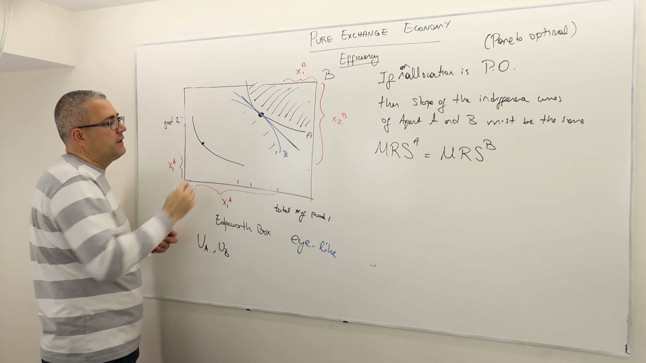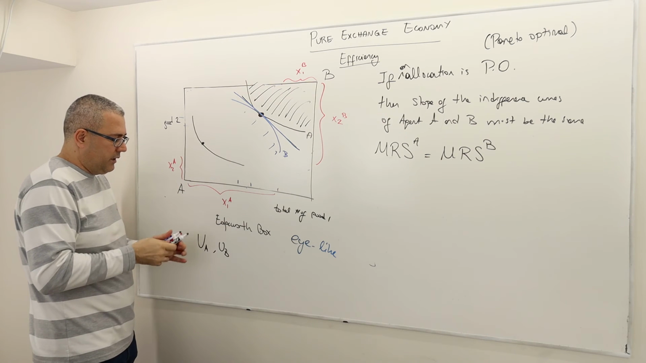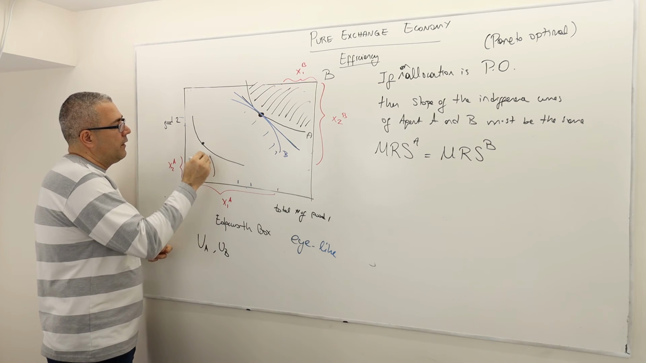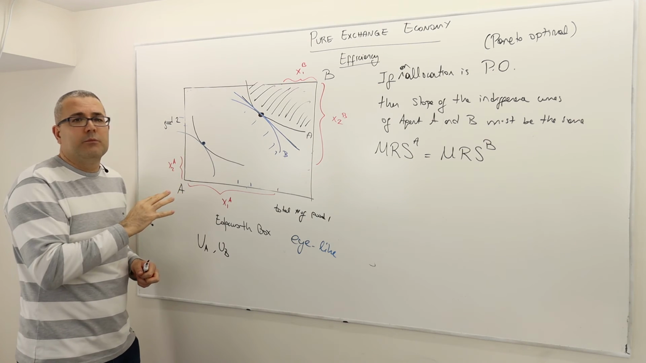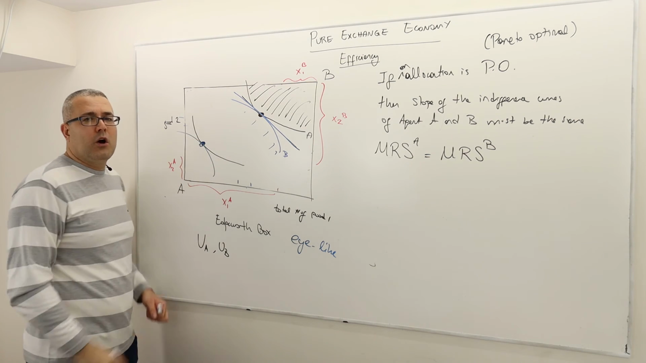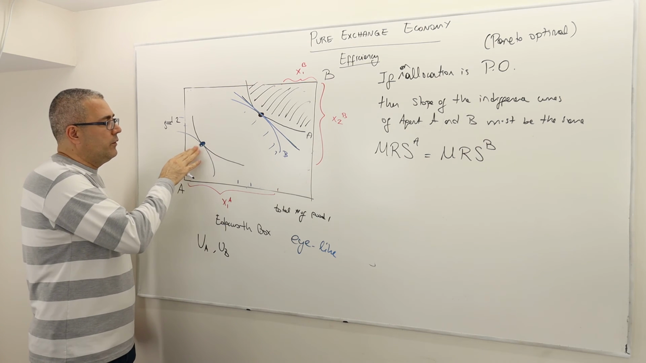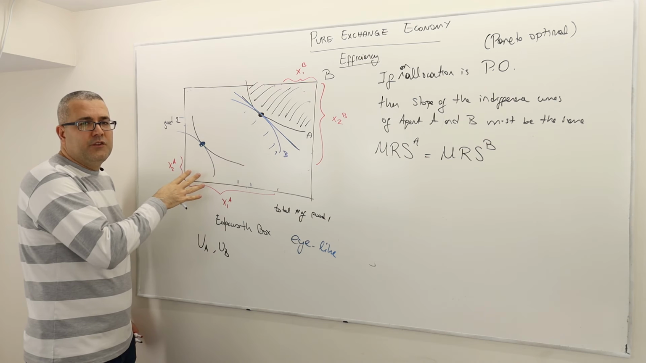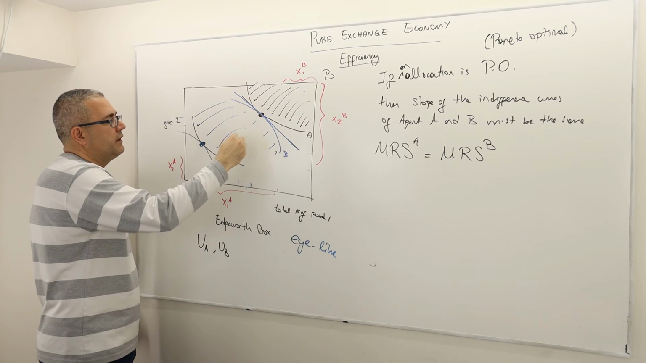So, for example, this is the indifference curve of agent A, in blue color. This is the indifference curve of agent B, and again, they're tangent to each other, but at a totally different point. So, is this point Pareto optimal? Yes, it is. Why is that? Well, if you want to improve agent A, you have to move in this direction.